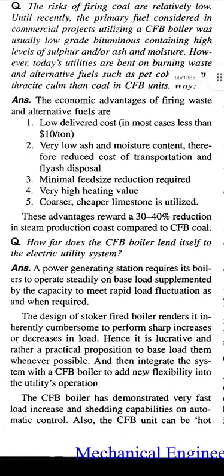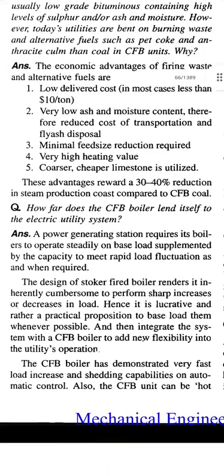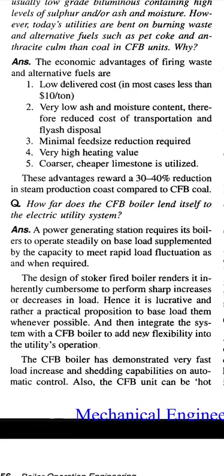Question: How far does the CFB boiler lend itself to the electric utility system? Answer: A power generating station requires its boilers to operate steadily on base load, supplemented by the capacity to meet rapid load fluctuation as and when required.